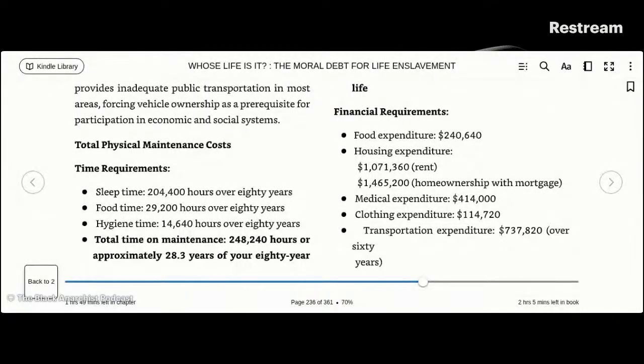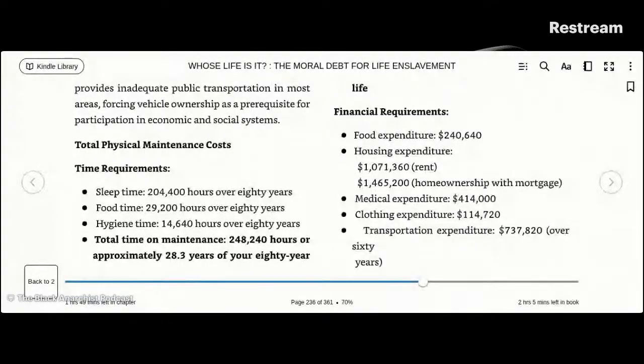The total physical maintenance time requirements: sleep time, 4,400 hours over 80 years. Food time, 29,200 hours over 80 years. Hygiene time, 14,640 hours over 80 years. Total time on maintenance is 240,240 hours, or approximately 28.3 years of your 80-year life.